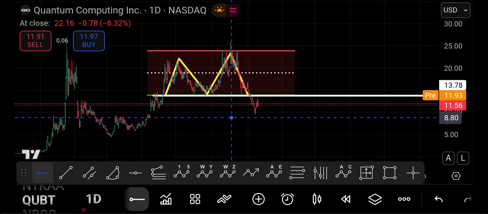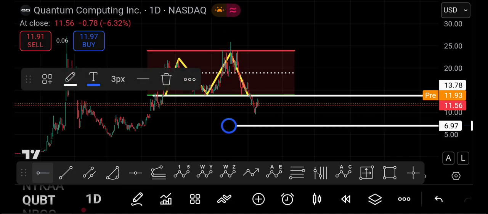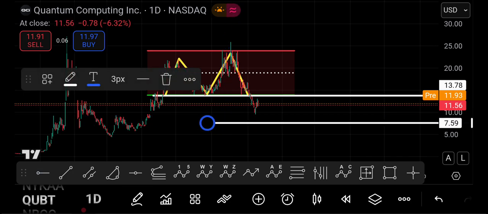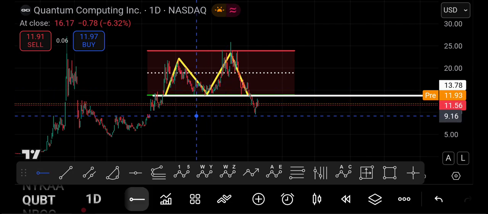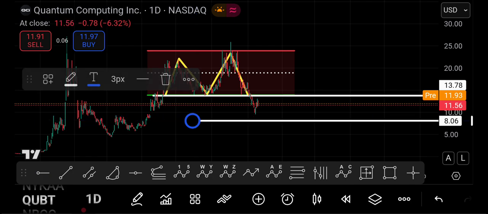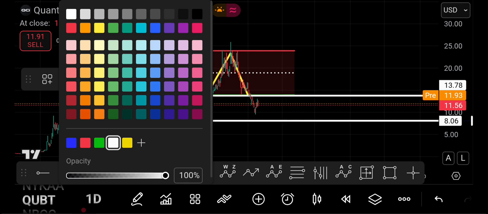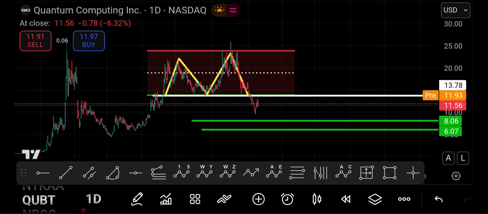Now, there is a very high probability that we may see the stock coming to fill the gap at around $9, and then we will see the target coming down to $8. This will be the first target, and the second target somewhere around $6. So these will be two major downside targets for the stock.